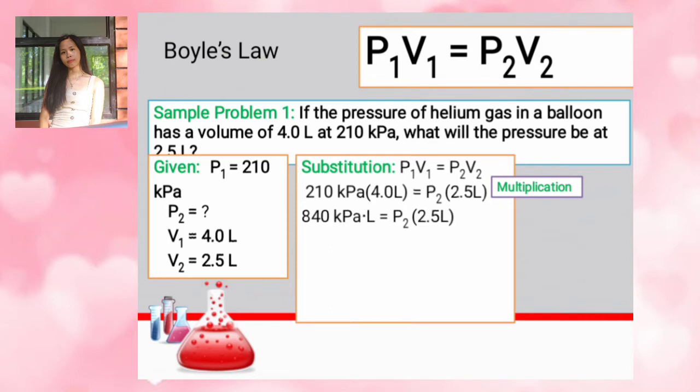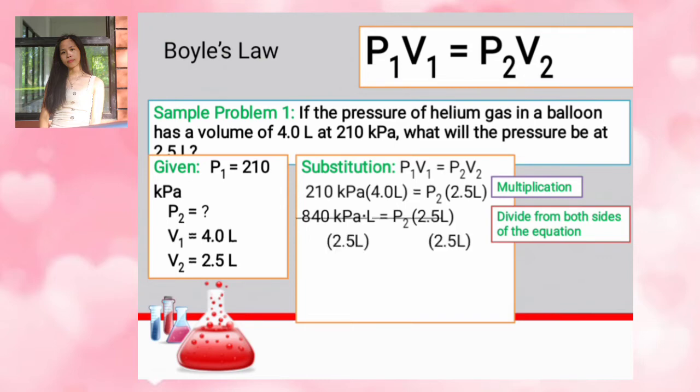Then, ang total ng 210 kPa times 4.0 liters is 840 kPa times L equals P2 times 2.5 liters. Kasi wala naman siyang times, ganun pa din yung number niya. Divide from both sides of the equation, 2.5 liters and 2.5 liters. The total is 336 kPa. Ang P2 natin is 336 kPa.